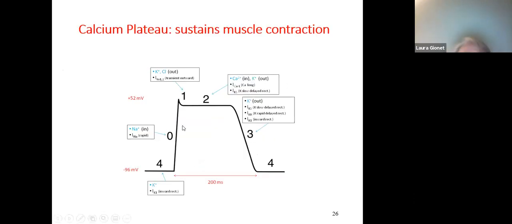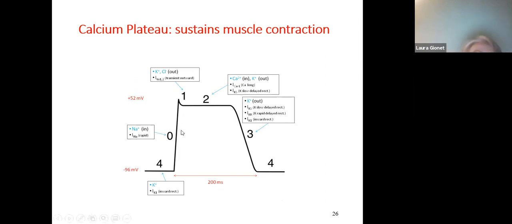Right? So here they're showing you the same thing. Calcium plateau sustains muscle contraction. It shows you the plateau as strictly horizontal, but it's not really like that. It does slope down a little bit, and then we see the normal expected repolarization phase of the movement of potassium only during phase 3, and then restoring the resting membrane potential at phase 4.